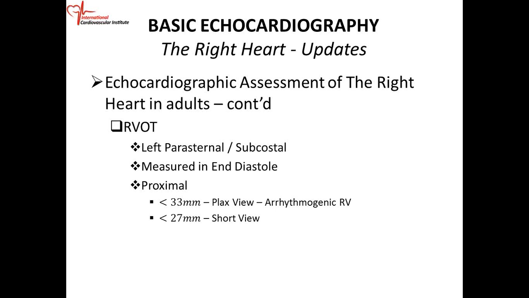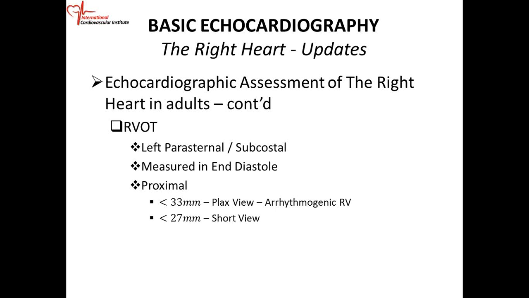And the view you're going to look at is the parasternal long axis view and the subcostal view. Again, it's measured in end diastole. And if you remember, when we look at the proximal RVOT in our parasternal long axis view, where our RV outflow tract is on top, the proximal should be less than 3.3 centimeters or 33 millimeters.